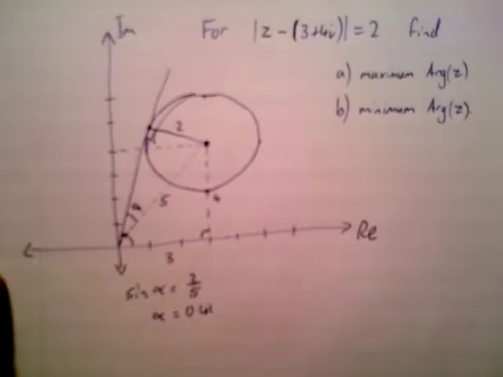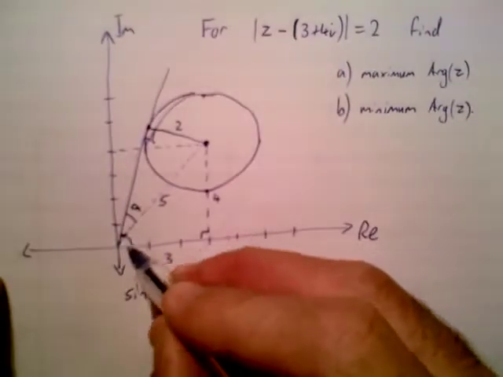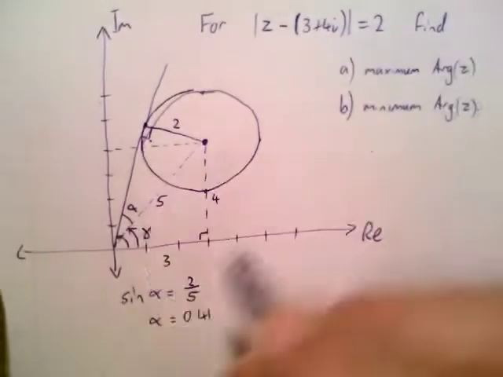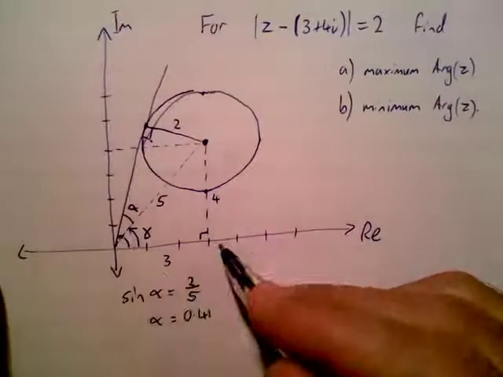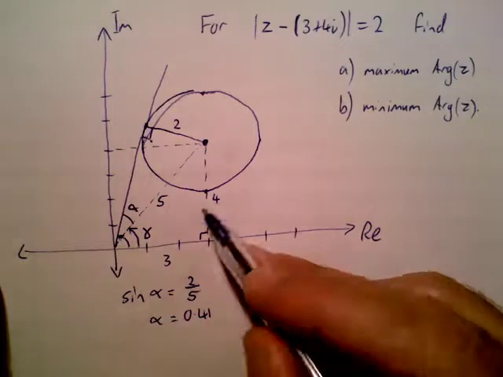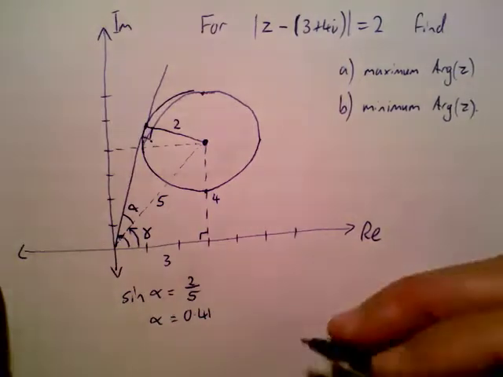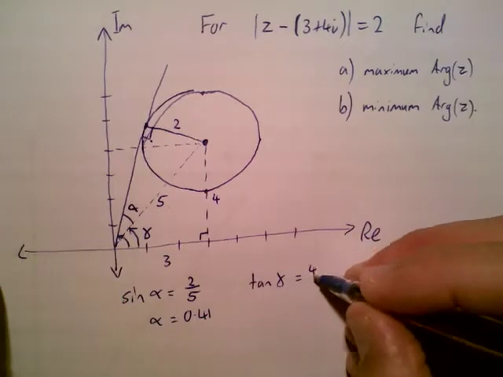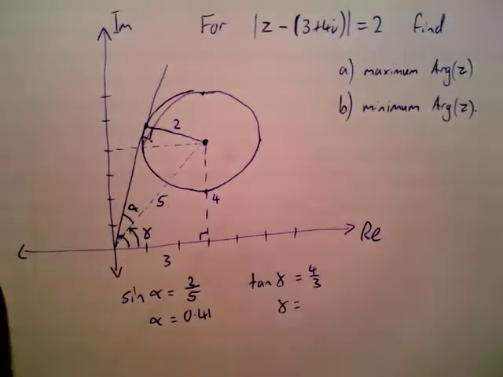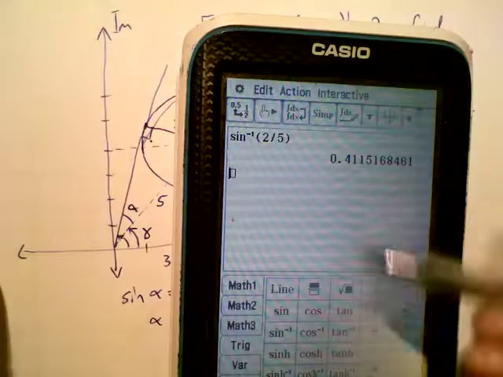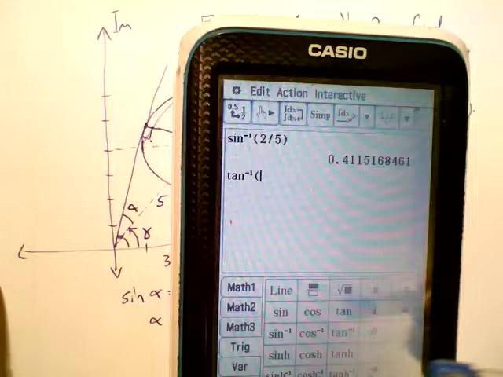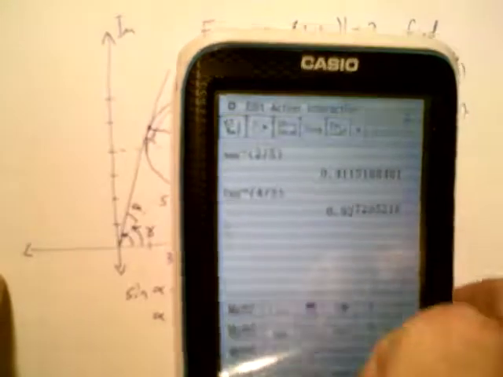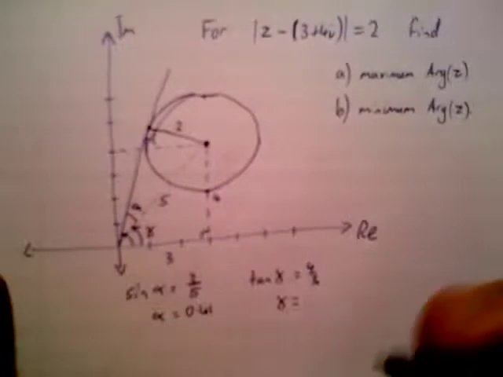Now we actually want the maximum argument, which is all the way around here. So we also need to find this angle here. Let's call it gamma. And again, we can use this right angle triangle here. This time we'll use the tan ratio, opposite over adjacent. So we'll have tan of gamma is equal to 4 over 3, so tan to the -1 of 4 divided by 3 gives 0.93 to 2 decimal places.